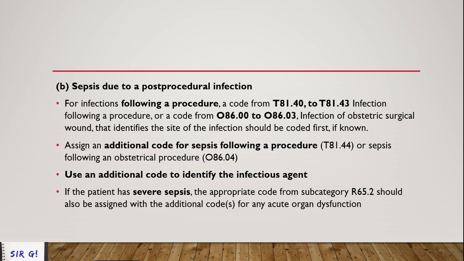Or if it's a pregnant patient, you need to code O86.00 rather, O86.03, followed by R65.20 and any organ dysfunction. It's the same thing. Okay? You just need to change A41.9 into T81.40 or T81.43. Are we clear with that?